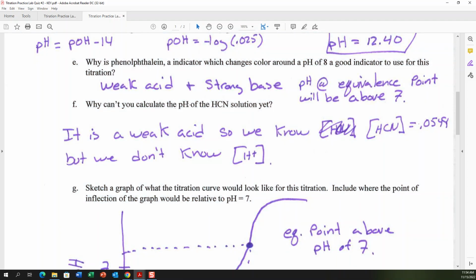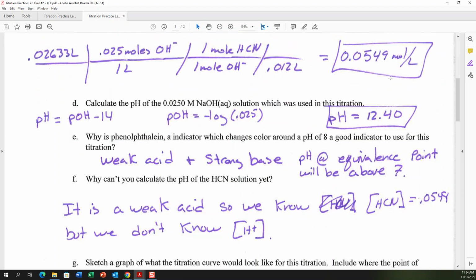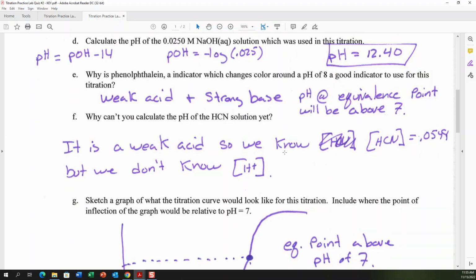We'll learn in Unit 5 how we could calculate the pH of the HCN solution, but we can't calculate the pH of the HCN solution right now, even though we know the molarity. We know the molarity of the HCN solution. And if it had been HCl, this molarity would be the molarity of the H plus, and I could take the negative log of that to get the pH. But because HCN is weak, it doesn't completely dissociate.